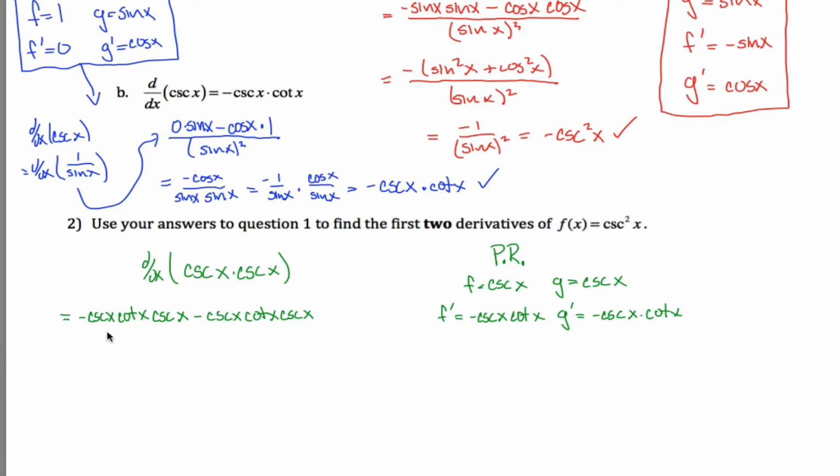Wait a minute, what's going on here? I have cosecant times cotangent times cosecant. Isn't that just cosecant squared times cotangent? Yeah, it sure is. And I got two of those things, and they're both negative. So I have negative 2 cosecant squared x cotangent x. Something like this. And this is the first derivative.